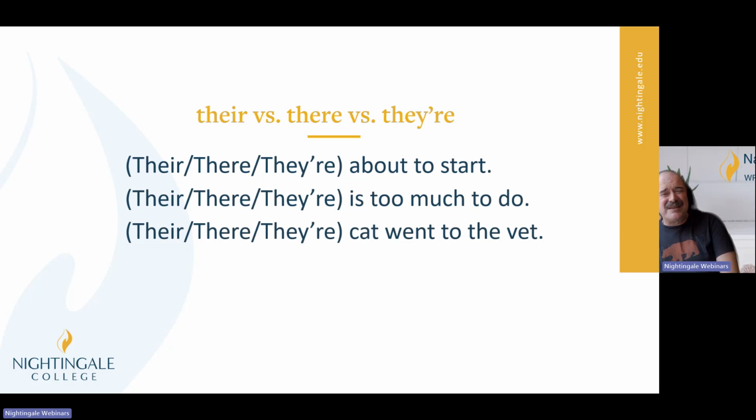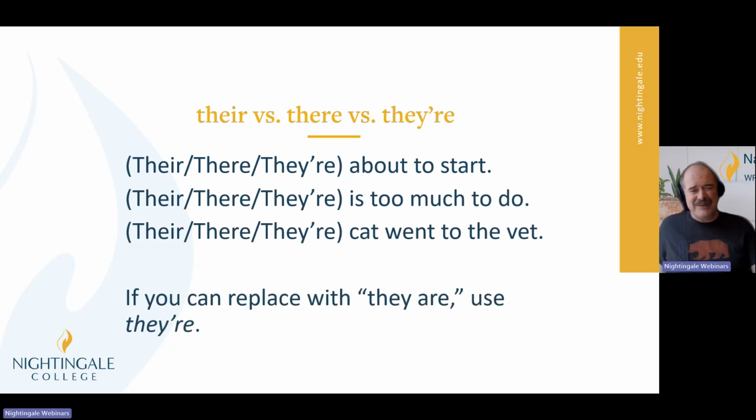Three model sentences, and we need to figure out the rules for this because we have three words instead of two. It means we have to go through more steps of elimination. So let's check. Again, if we got an apostrophe situation, we're going to try that substitution. In this case, we're going to substitute with they are. Let's check the sentences. They are about to start. Sounds good. Second, they are is too much to do. I have no idea how to parse that.